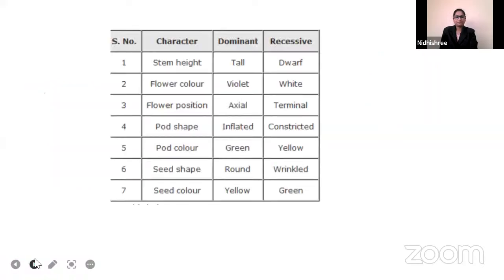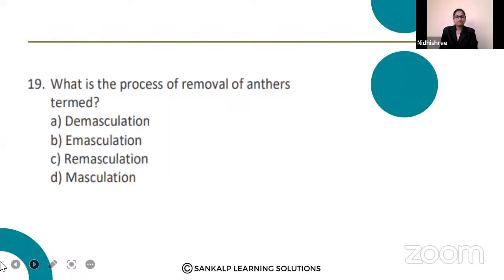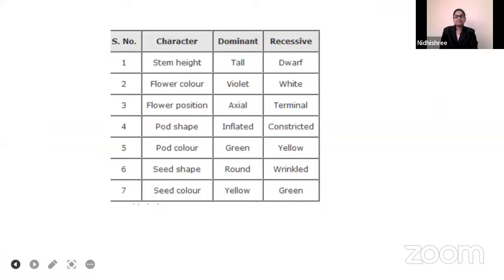19th question. Okay, this is regarding contrasting characters: stem height, flower color, flower position, pod shape, pod color, seed color.